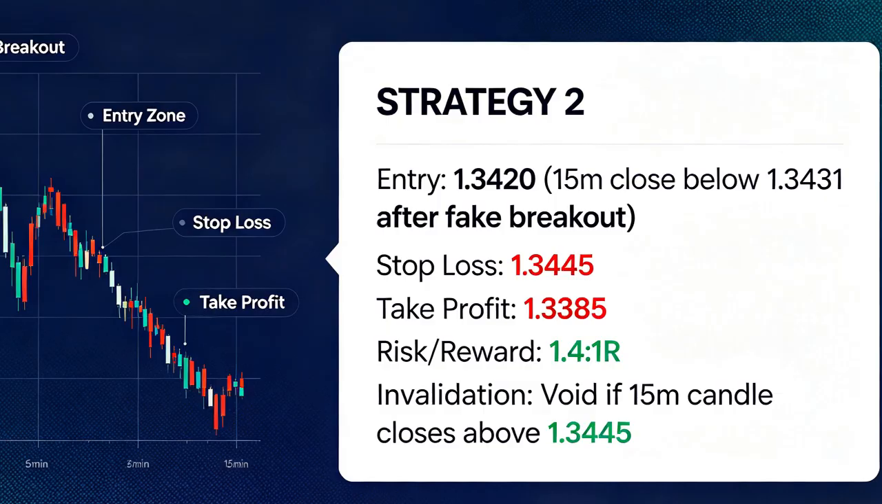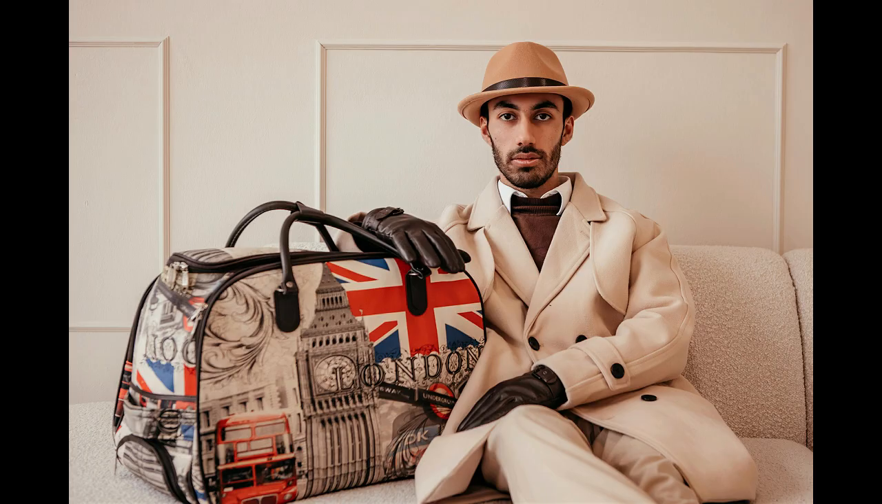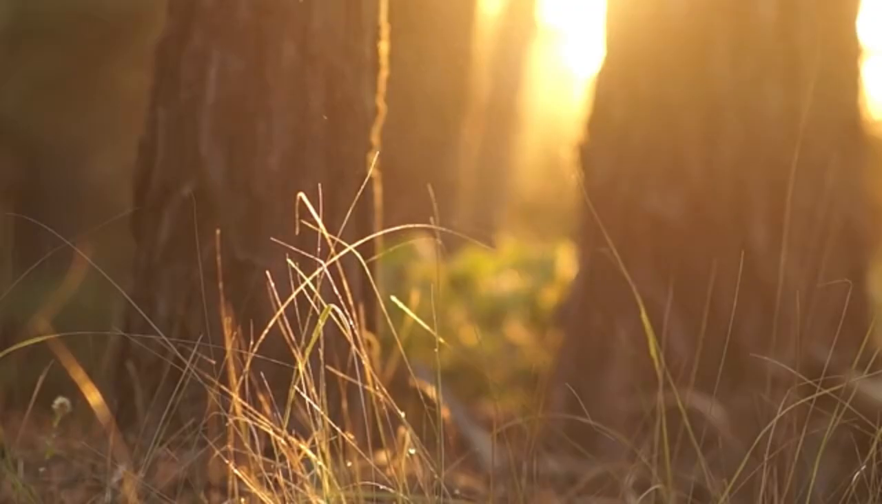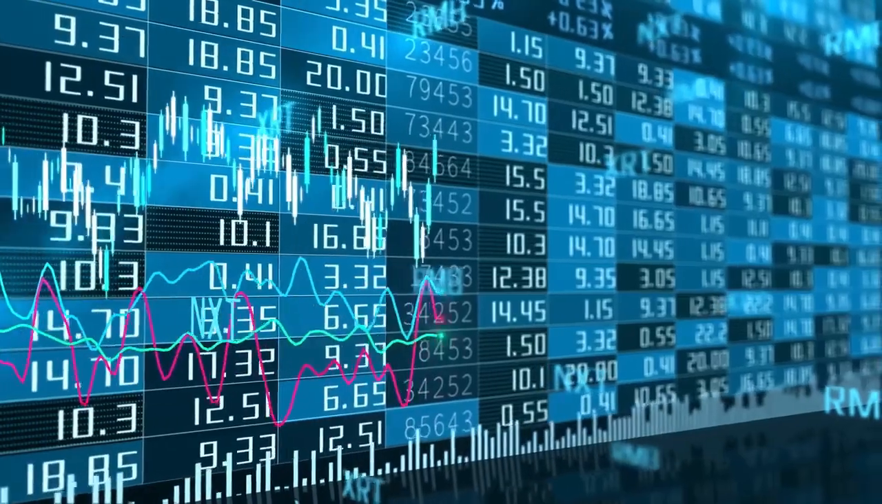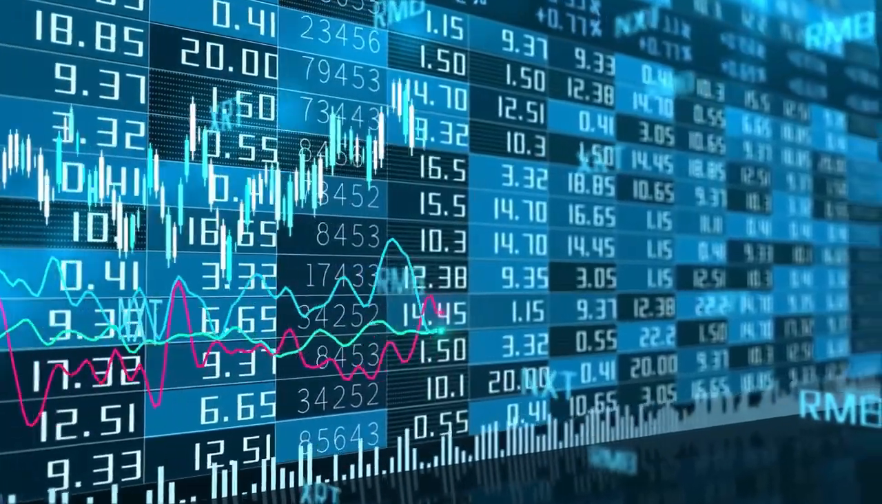Strategy 2. The liquidity grab, scalping, counter noise. Now this one is for the traders who understand how the market hunts liquidity. This is the counter scalp that captures the stop hunt. The setup: I'm looking at the 15-minute chart, and I see a clear stop hunt zone right above the 1.3431 level where breakout traders will place their buy stops. These are the stops that get triggered on a false breakout, and institutions love to run them before reversing.